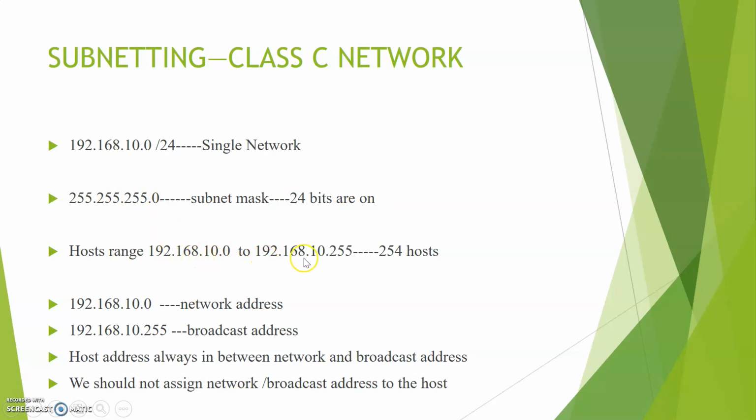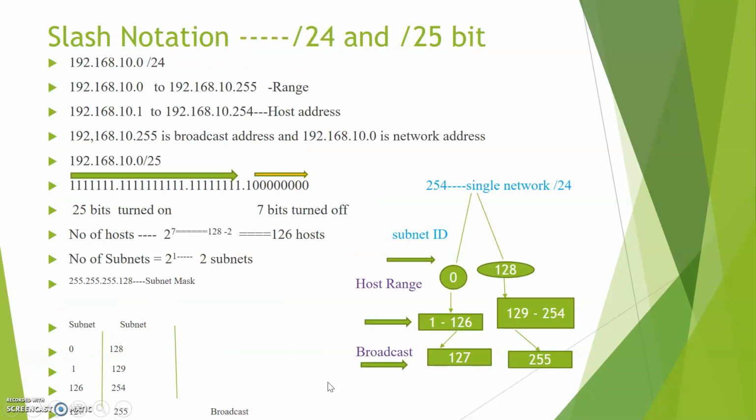So the host range is in between 192.168.10.0 to 192.168.10.255. Here 10.0 is the network address and 10.255 is the broadcast address, and by default I can have 254 hosts in the class C network. So the host address always lies in between the network and the broadcast address. We should not assign the network or the broadcast address to a host.